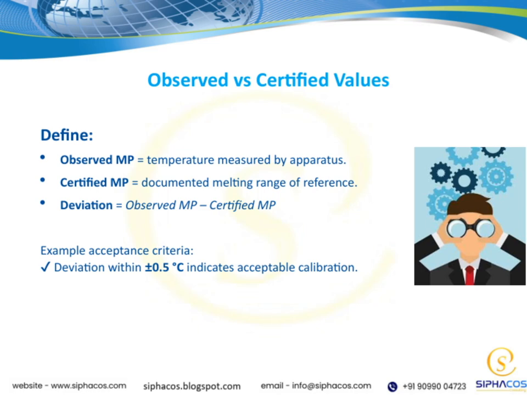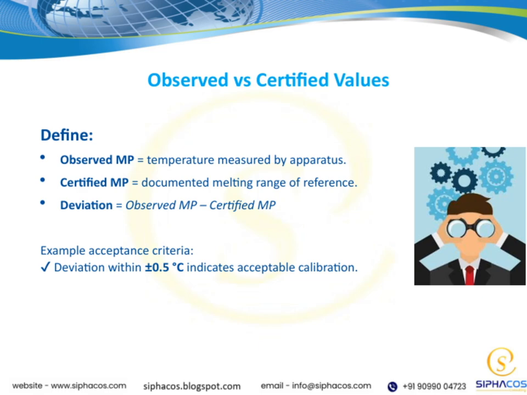First, I want to clarify what we mean by these terms. The observed MP, or melting point, is simply the temperature we measure when we test a sample using our apparatus. On the other hand, the certified MP is the documented melting range provided by a reference standard, which serves as our benchmark. Now, to evaluate how accurate our measurement is, we calculate the deviation, which is just the difference between the observed MP and the certified MP. Essentially, we're asking, how close are our measurements to the known standard?